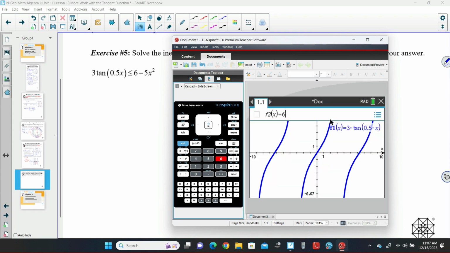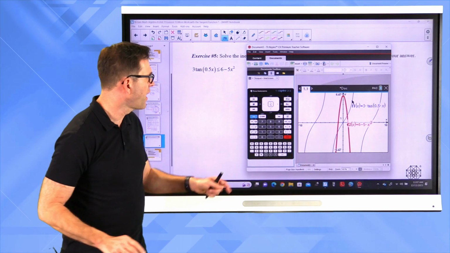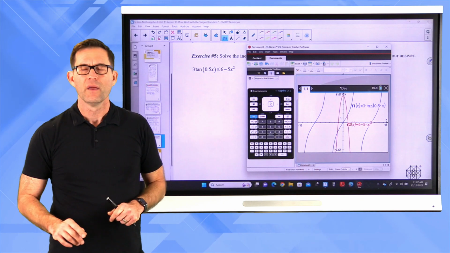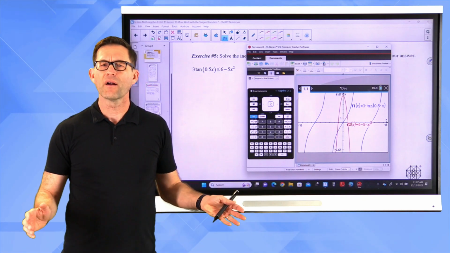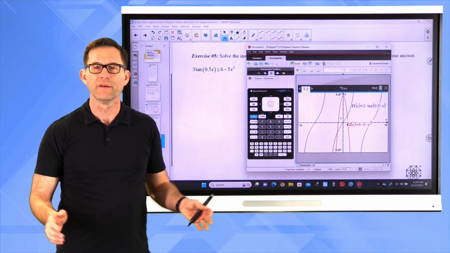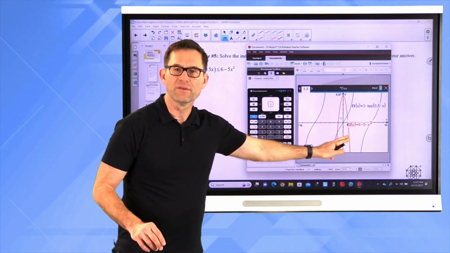I'm going to have 6 minus 5x squared. Okay. And there, right, we've got our 2 functions. Now, right, it's not entirely clear to me what the interval is, but I can really kind of get a good sense for it right here.